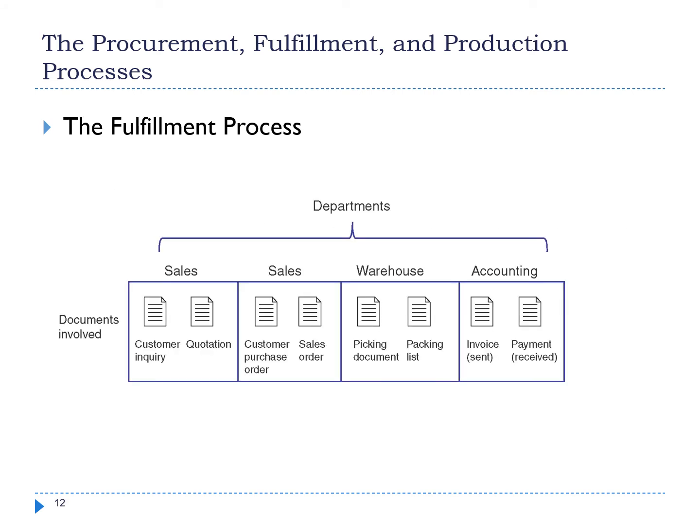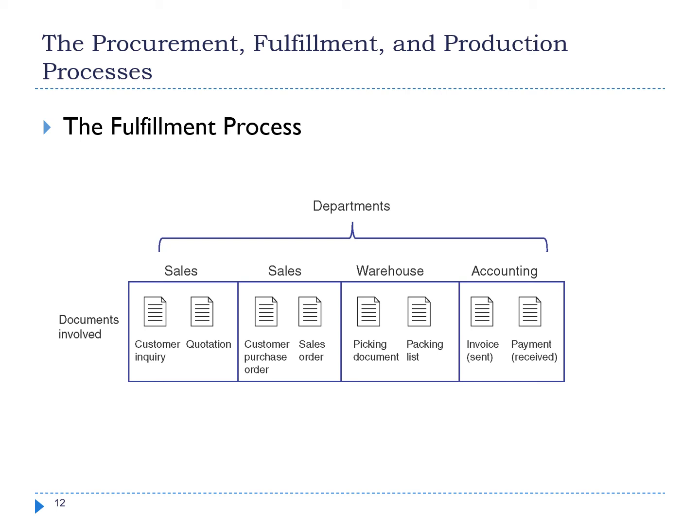The order fulfillment process works like this. The sales department receives requests for information from the customer. Then, the sales department issues a quotation indicating availability and price. If the customer agrees to the price and terms, the sales department creates a customer purchase order and a sales order. After that, the sales department forwards the sales order to the warehouse department.